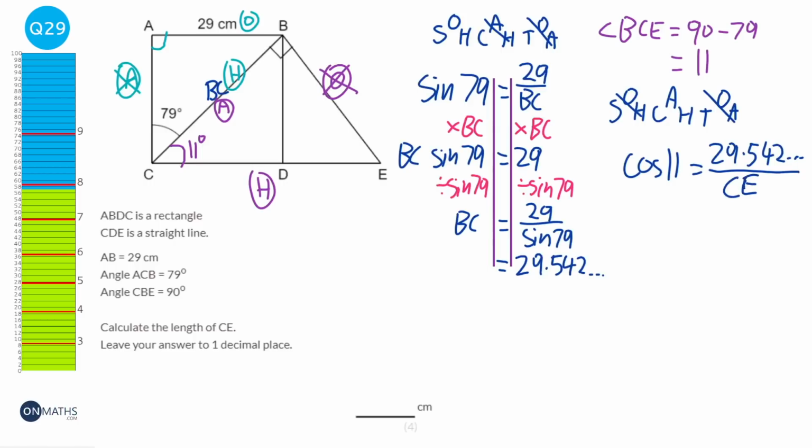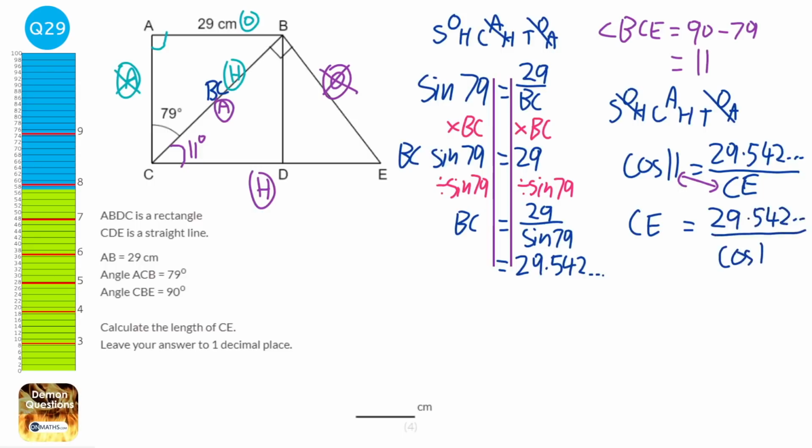Now hopefully you've realised from when we did it with the sine thing here, that actually we can just swap these two things over. So we can have it as CE equals 29.542 and so on over cos 11. Okay, then we put that into our calculator and we get the answer of 30.095 and so on, and it wants it to one decimal place, so that will be 30.1.